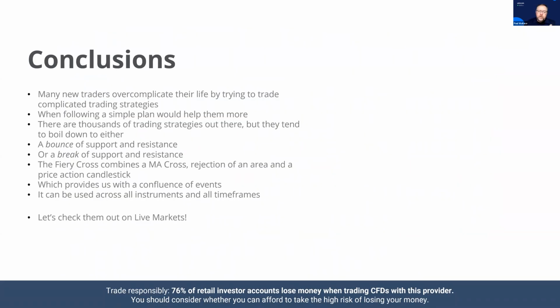In conclusion, many new traders overcomplicate their life by trying to trade complicated strategies, when following a simple plan would probably help them more. There are thousands of trading strategies out there, but they tend to boil down to either a bounce off support or resistance or a break of support or resistance. The fiery cross combines a moving average cross, a rejection of an area, and a price action candlestick. You're trading a bounce off that area, with the moving averages acting as support and resistance. It gives us a confluence of events because you've got three things coming together, and it can be used across all instruments and all time frames.